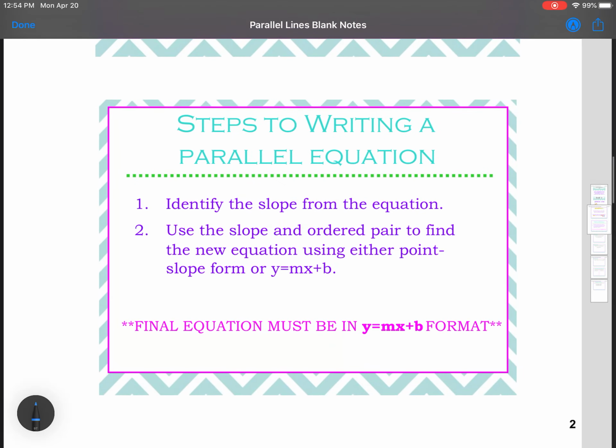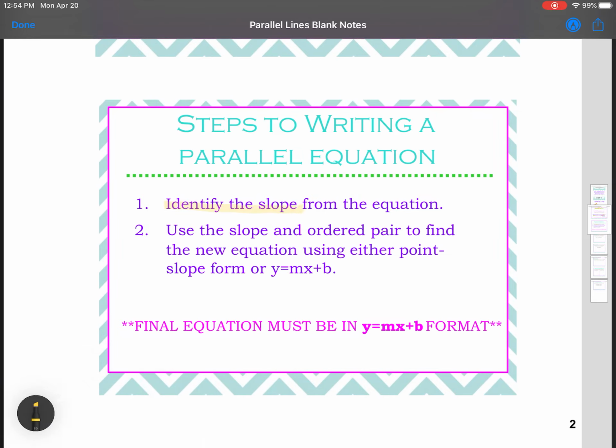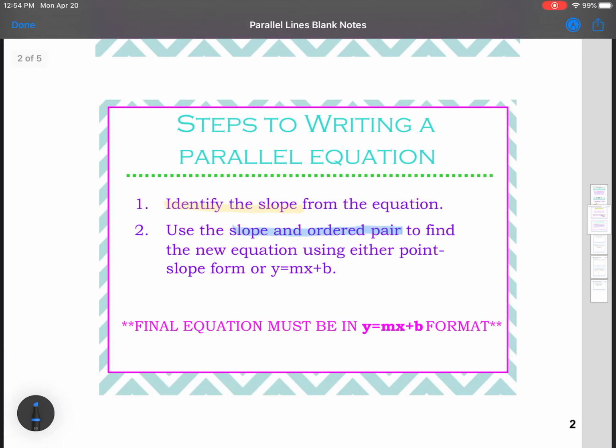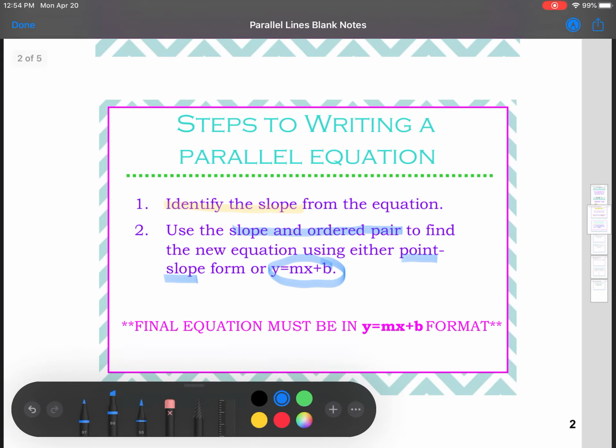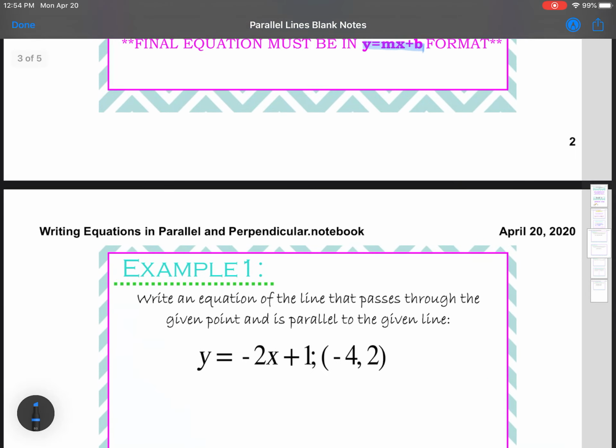So, moving down, the steps to writing a parallel equation is we're going to identify the slope from the original equation. So that's first, identify the slope. Then we're going to use the slope and a given ordered pair to find the new equation, either in point-slope or y equals mx plus b. So your final equation, no matter what, needs to be in y equals mx plus b format, because point-slope form isn't what we would be graphing from. So what we need to do is put it into how we would graph it.